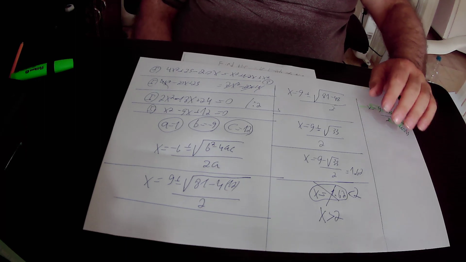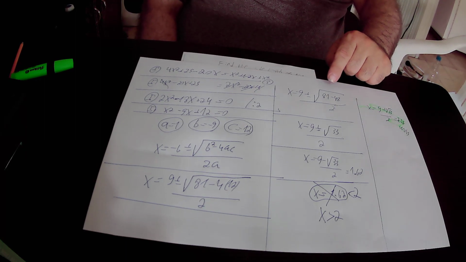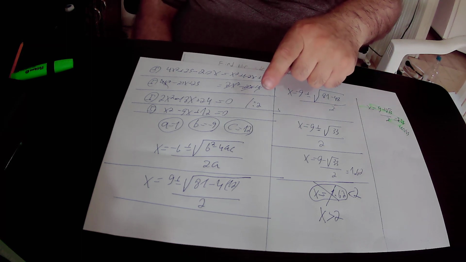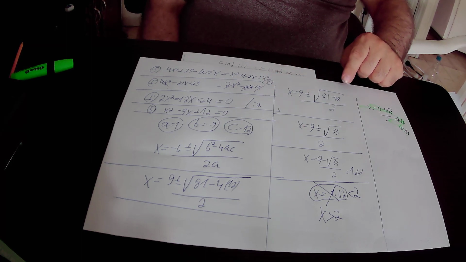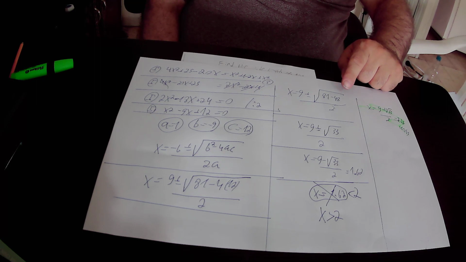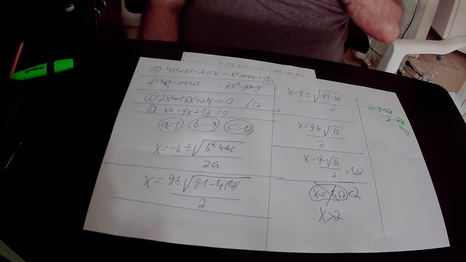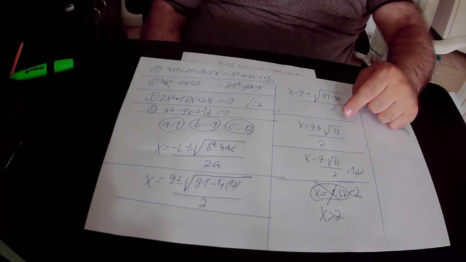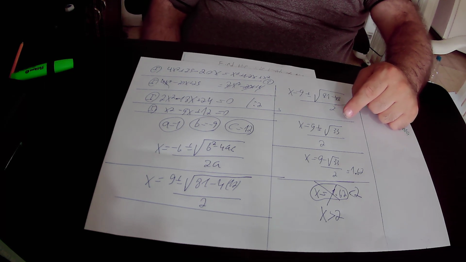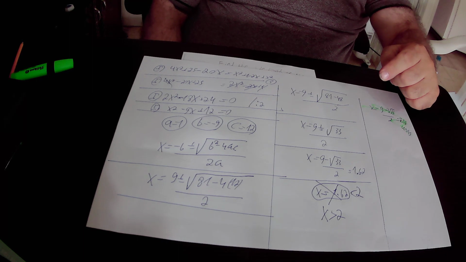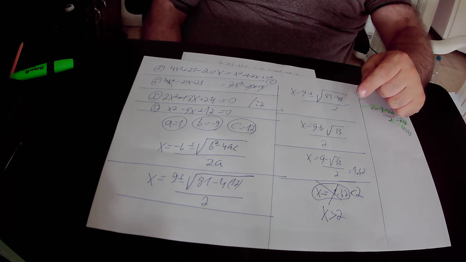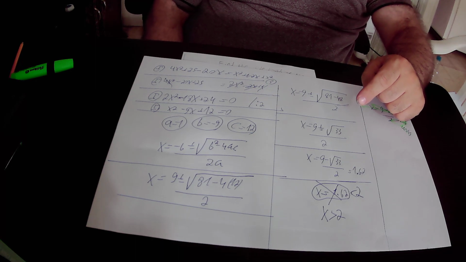So here we got that x equals 9 plus minus square root of 81, minus 4 times 12 is minus 48, over 2. 81 minus 48 is 33. So inside the root we are left only with 33.